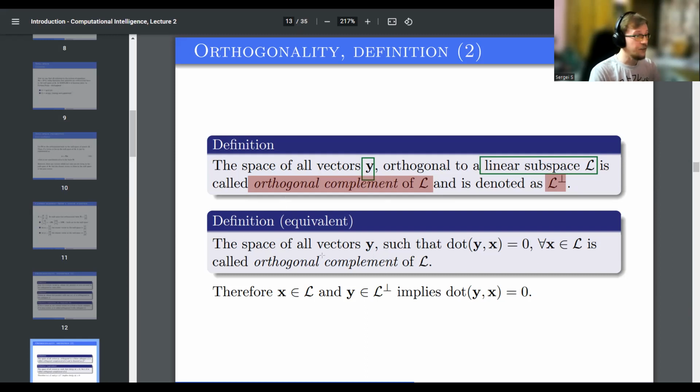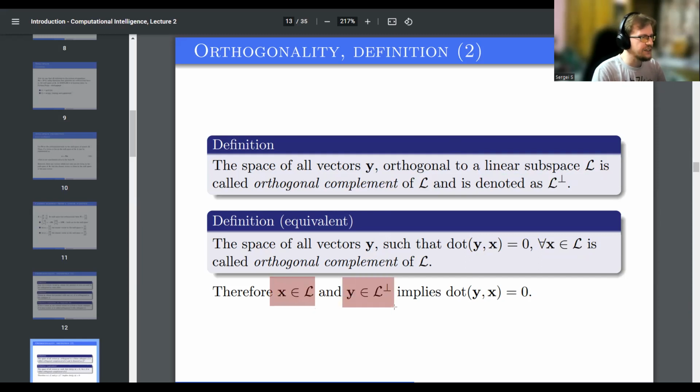Good. And equivalently, the space of all vectors y such that the dot product of y and x is zero for all x in L is called the orthogonal complement. But those are clearly equivalent. All right. So if x is in L and y is in L perp, this implies the dot product of the two equals zero. So these are orthogonal vectors, a vector orthogonal to a subspace, and its orthogonal complement. Three definitions that we saw.